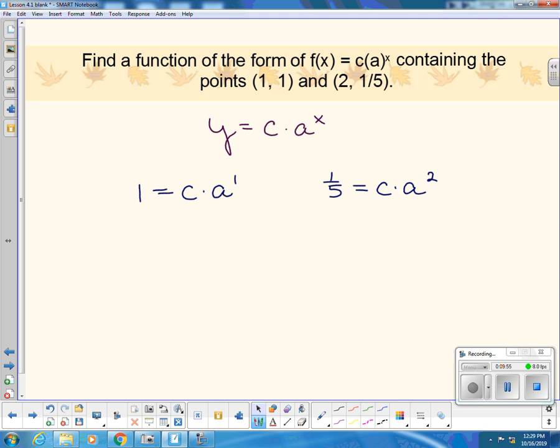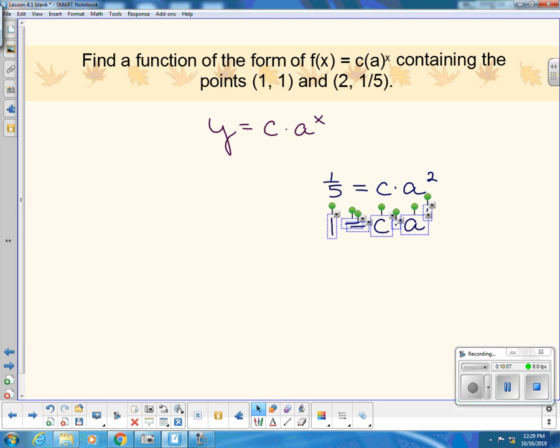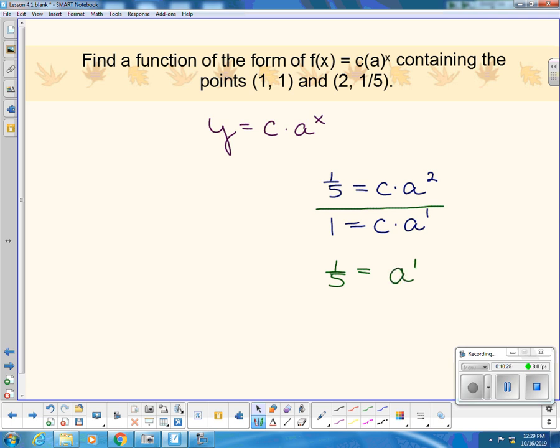What I'm going to do is divide. Because they're exponential, I'm going to divide the two equations. I'm going to put the one with the higher exponent on top. Let's just divide them. What is 1/5 divided by 1? 1/5. What happens to the c's when you divide? They cancel. And when you divide like bases, you subtract the exponents. So this is just going to be a to the first. So I have nothing else to do. a equals 1/5.